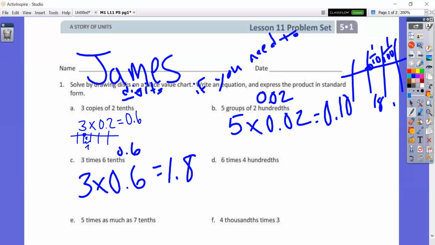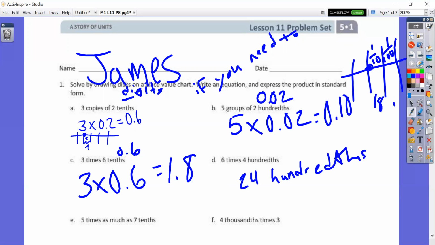6 times 4 hundredths. Let's do this one a little different. We'll solve it in unit form, and then we'll convert it into standard form in our equation. So 6 times 4 hundredths, 6 groups of 4. Well, 2 groups of 6 is 12. And if I double that, it's 24. So we know it's 24 hundredths is the answer.